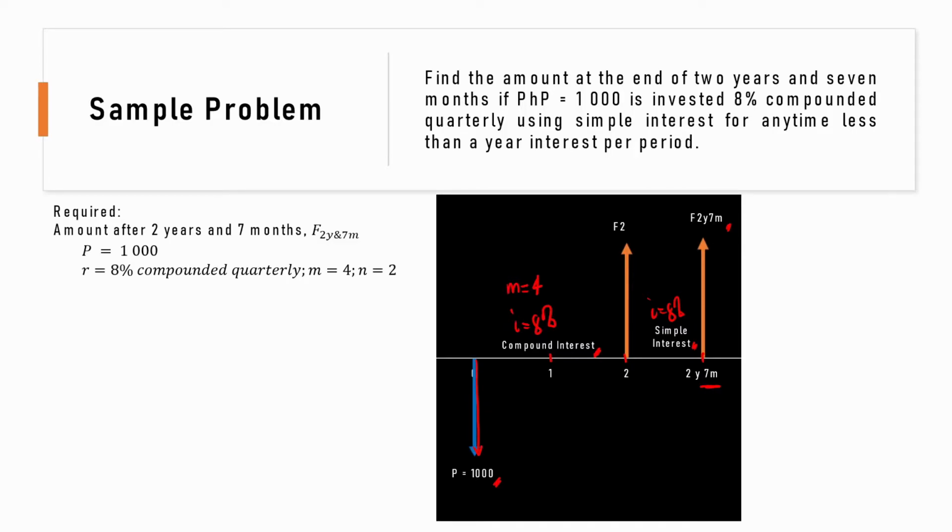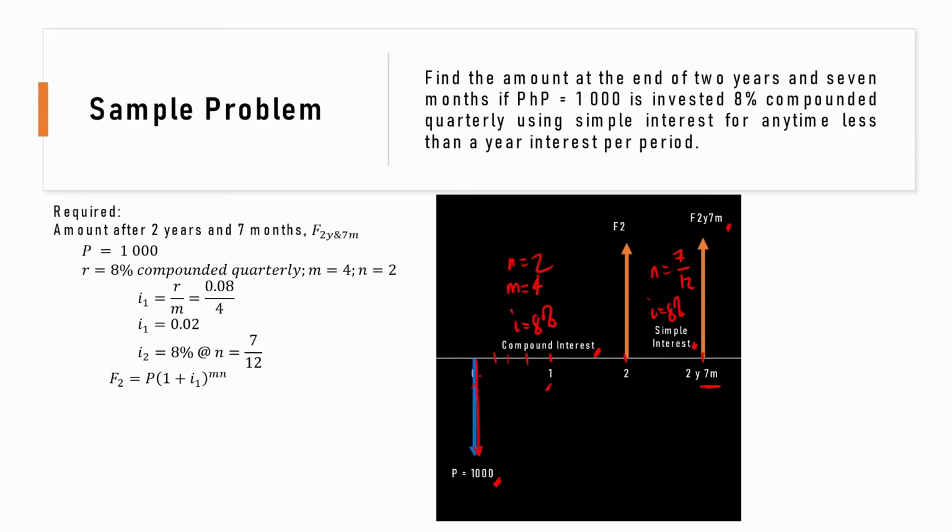So I sub 1 is equal to R over M. So 0.08 over 4. So yung interest rate natin per period is 0.02. Yun yung interest per quarter, no? And then yung I sub 2, 8% at N is equal to 7 over 12. Yun yung interest rate para dun sa simple interest dun sa latter part. So para makuha na natin yung F sub 2Y7M, kailangan muna nating makuha yung F sub 2. Tapos dun natin i-apply yung simple interest.